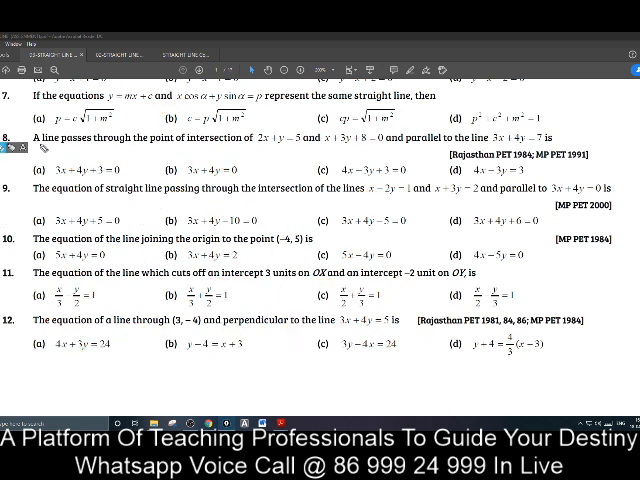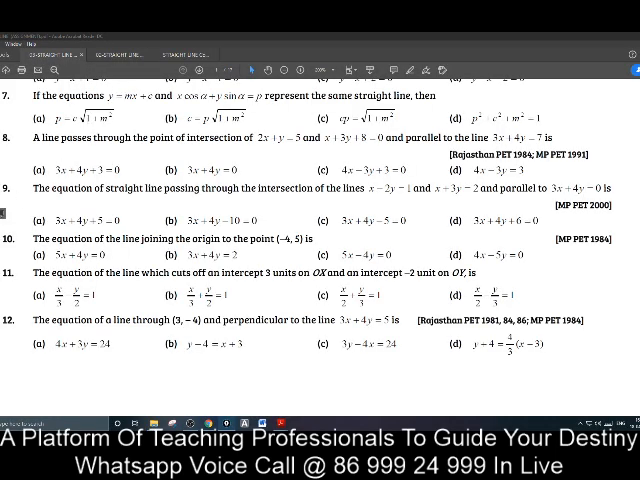Eighth one, please. A line passes through the point of intersection of these two lines and is parallel to the given line. Point of intersection: let me teach you the short form of it. Better you remember this. You may be knowing this. This is called the cross multiplication method.